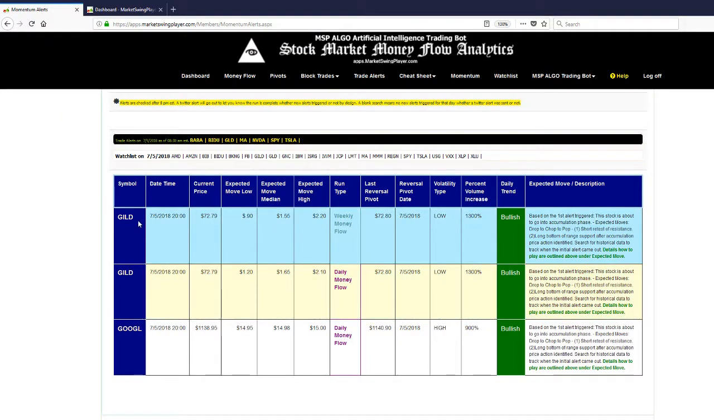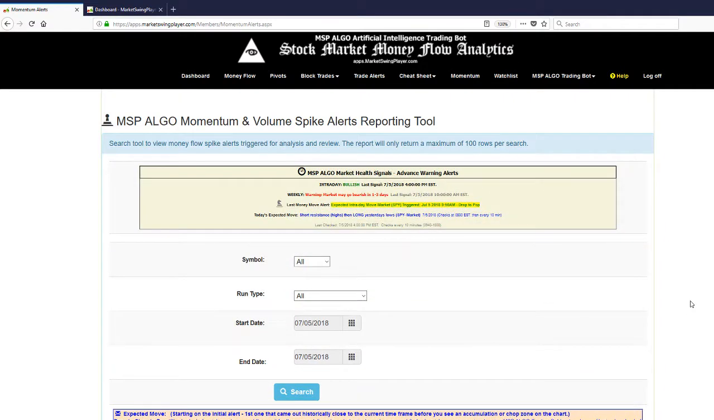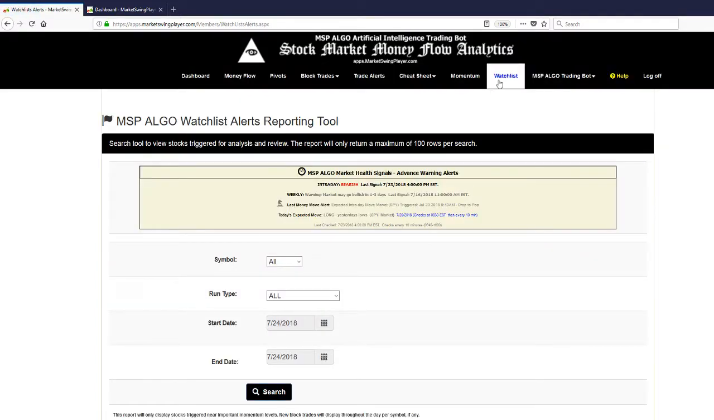So we had a few symbols come up here, and these normally trigger in the day. You can see there's a percentage volume increase of 1300% in GILD on the 5th of July at 73, and Google 1139. The trend, we'll go over this in more detail later. It's just a summary of the application.